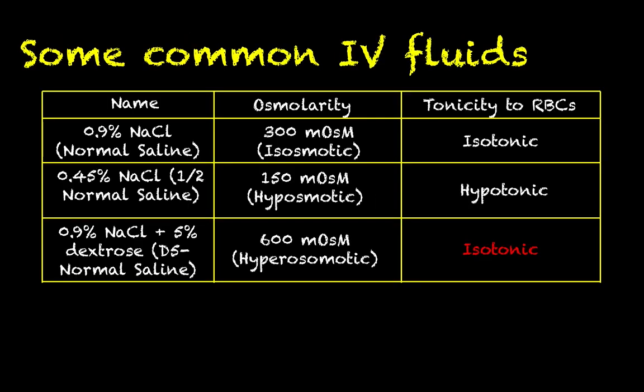Okay, so here is a short but definitely not exhaustive list of some very common IV fluids that you will find in healthcare settings. If we look at the first one, this is 0.9% sodium chloride, sometimes called normal saline. If you do some quick chemistry math, which you don't need to do, but if you want to, you'll find that 0.9% weight by volume sodium chloride ends up being 150 millimolar sodium and 150 millimolar chloride. Add those together and you get 300 milliosmolar sodium chloride.